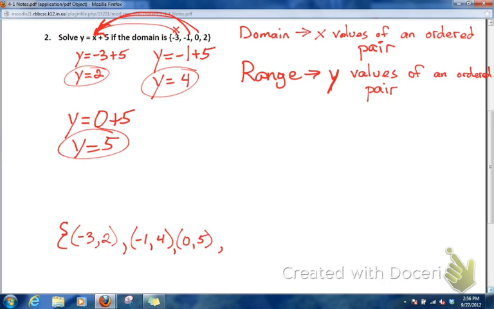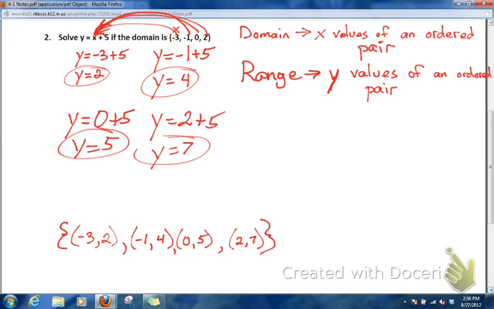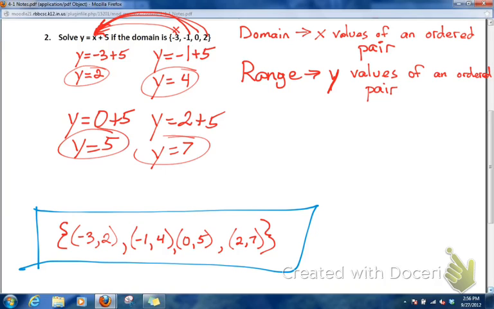And then one last time, plug 2 into the equation. So y equals 2 plus 5. So y equals 7. So my last ordered pair is 2, comma 7. And I'll close my set notation. So this is my solution set, given the domain was those four x values. This is what I got for my y's, in other words.